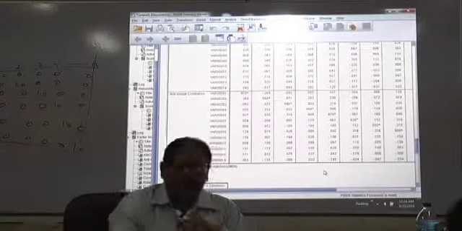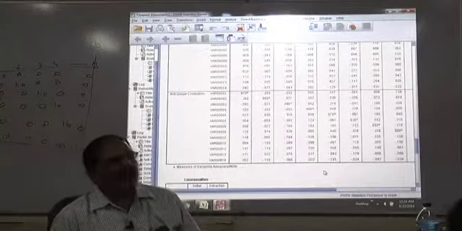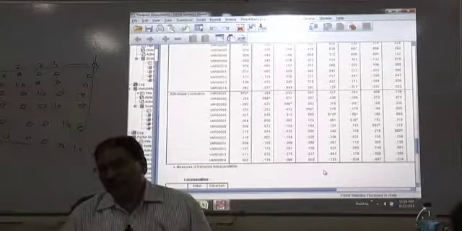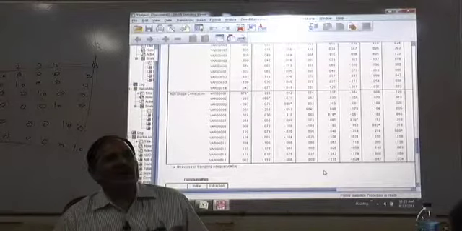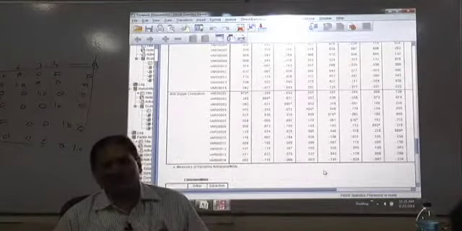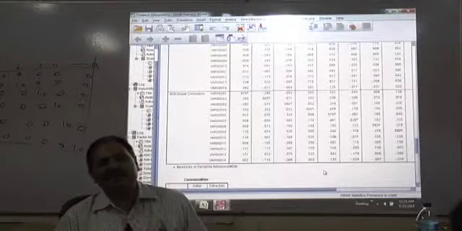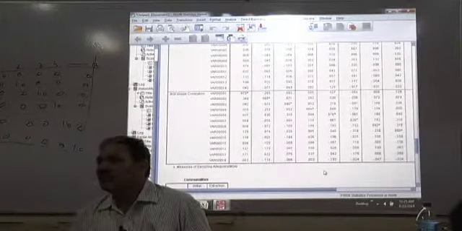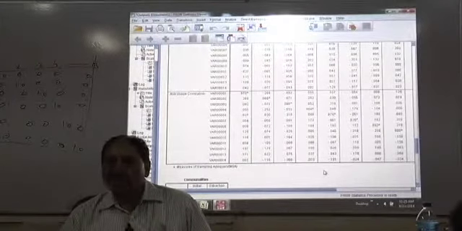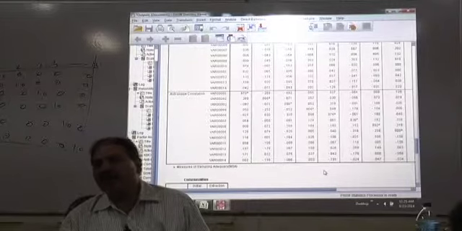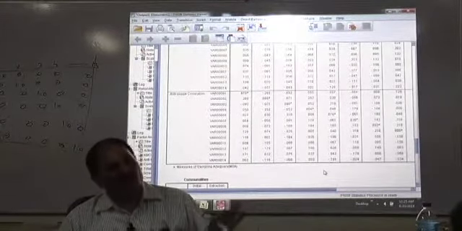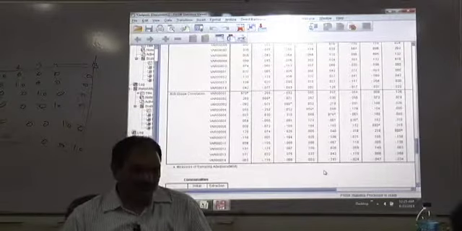Suppose we have an item with a KMO value lower than 0.5, what will you do? Overall KMO may be greater than 0.5, but if any individual item has less than 0.5, what will you do? Delete it, remove it. Okay? That's it. Just remove it, plainly, simply. That would improve not only the individual item KMOs, it will also improve the overall KMO.